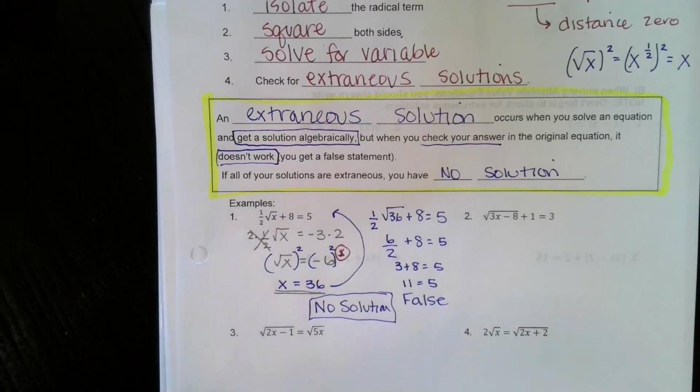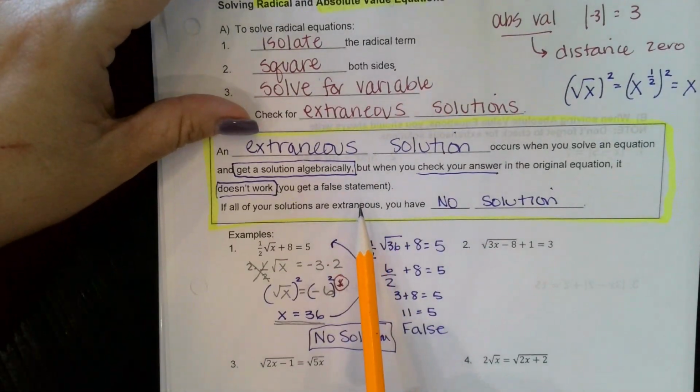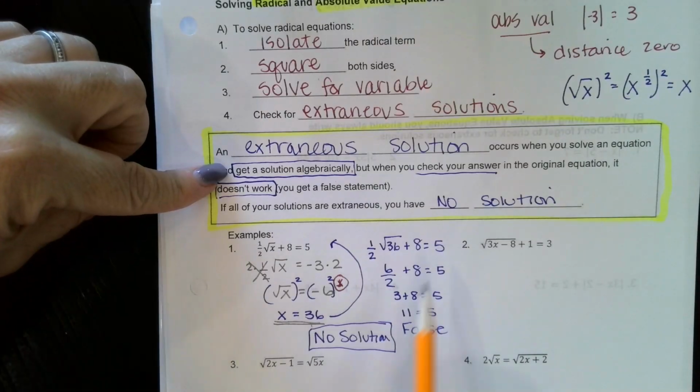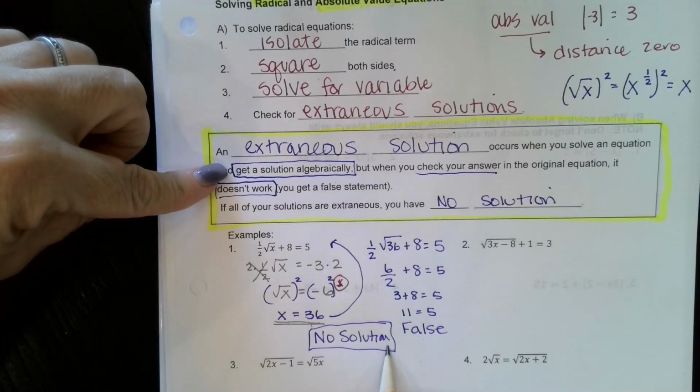So here, this is no solution. All right, so let's talk about this. If we have an extraneous solution, you're going to solve it and get an answer. I got an answer, x equals 36. But when I go in and check my answer, this is not true. It's false. So I have no solution.